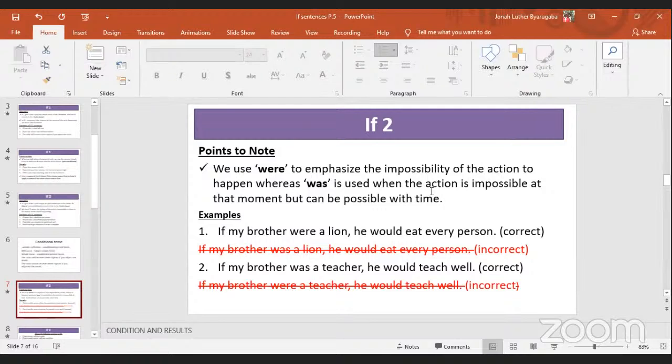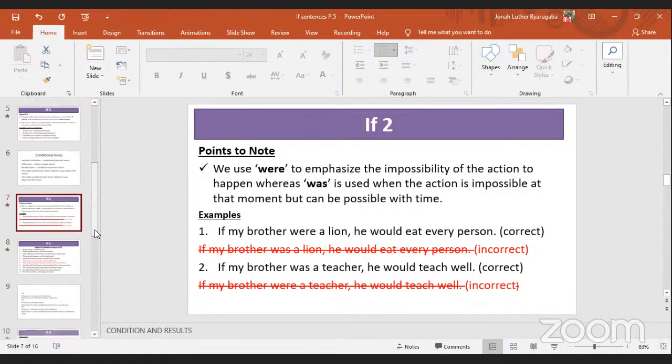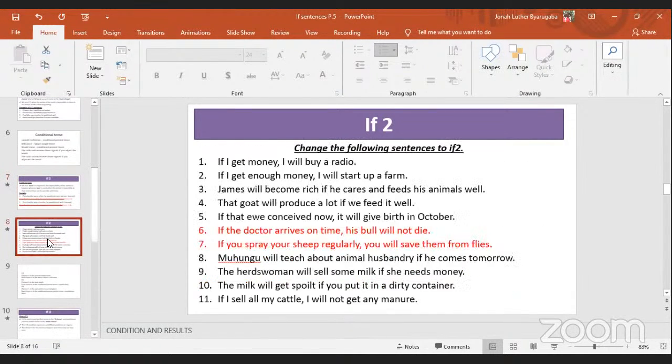It is also correct for one to say if my brother was a teacher, because my brother is not a teacher right now, but has a chance of becoming a teacher in the future. And it becomes incorrect for you to say if my brother were a teacher, because that eliminates all the chances of him becoming the teacher. So that's where the difference is. And I am glad you have now mastered it.